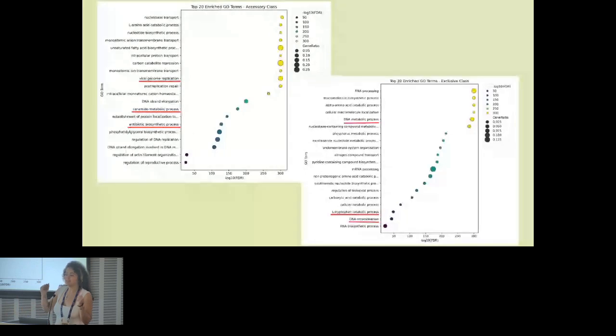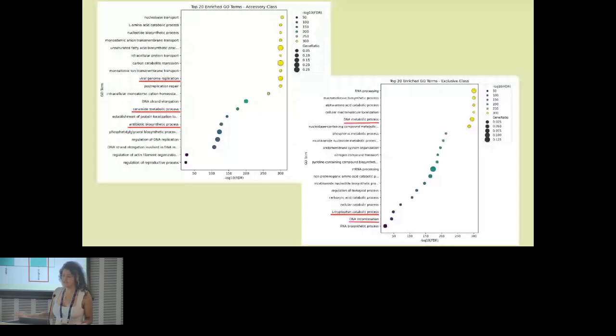So that was one of the first moments we said, okay, we are going in a good direction, because we are maybe finding something that can tell us something about the pathogenic mechanism of this fungus. And then we found some DNA recombination metabolic processes in the exclusive. So yeah, we found a lot of interesting GO terms.